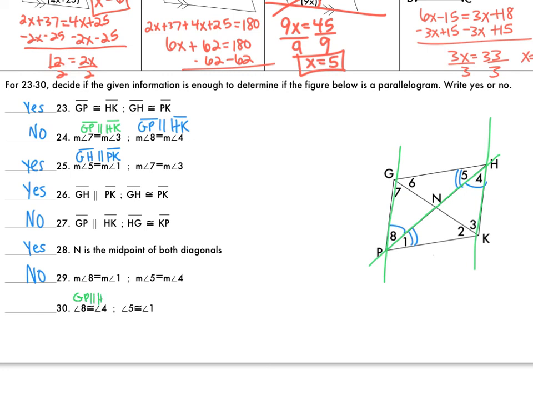Therefore, I know that GP is parallel to HK. All right, now if I take that away, the two lines that form angles 1 and 5, so that would be the top and the bottom. Again, we have alternate interior angles congruent, therefore these two lines, GH and PK, are parallel. And now I know that opposite sides are parallel. Therefore, yes, this is a parallelogram. So that is enough information to tell me that that's a parallelogram.